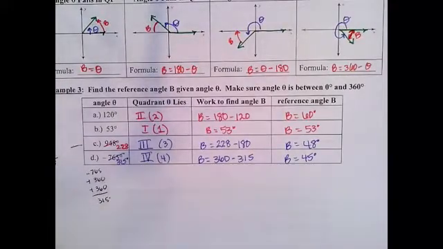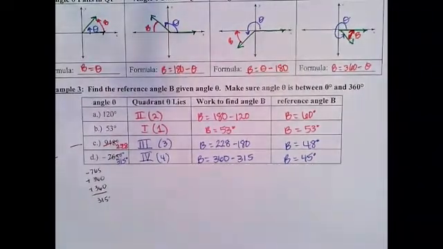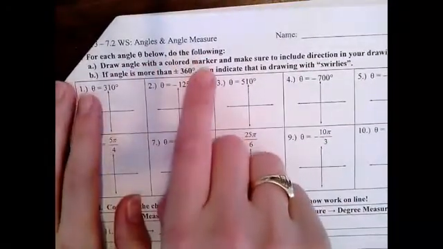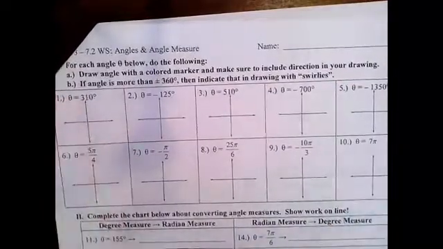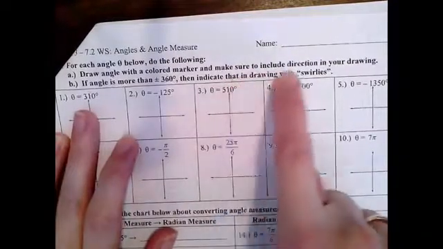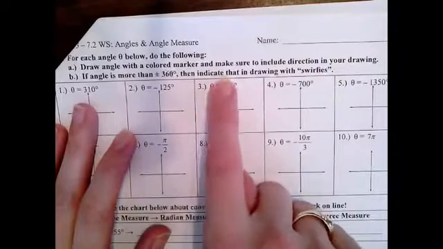Okay, I know that was probably a lot and overwhelming, and a lot of you might be confused, but please, please, please try the worksheet on the next page, because I think if you do some practice, and every single question section goes with something in the notes. So for each angle, draw the angle with a colored marker, color pencil, frankly pencil guys, or pen. See if a friend nearby has some. I'll leave my colored pencils out and tell the sub that you can use them. And make sure to include direction in your drawing. If the angle is more than plus or minus 360, then indicate that with the swirlies.